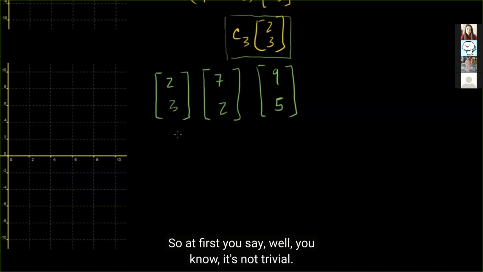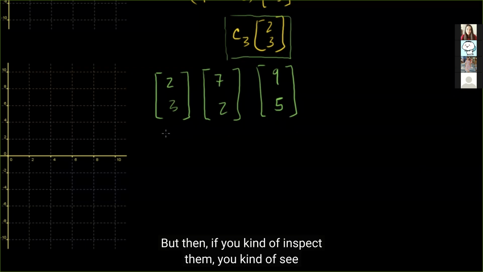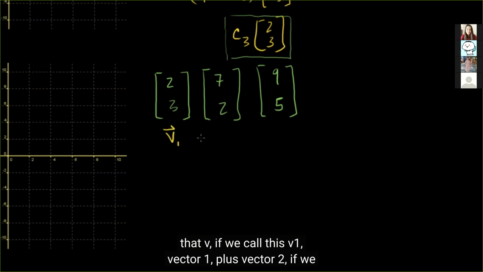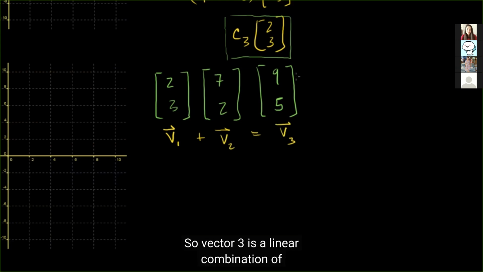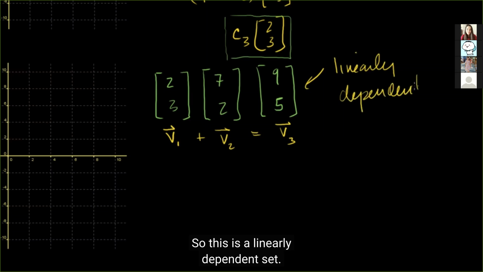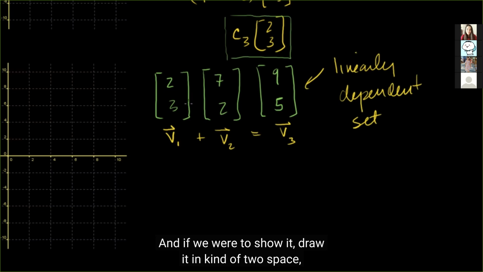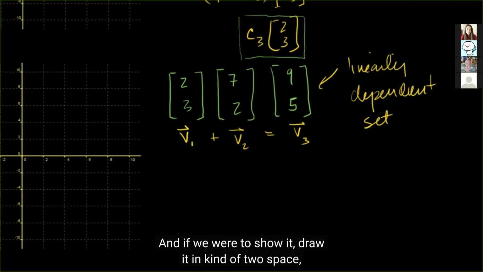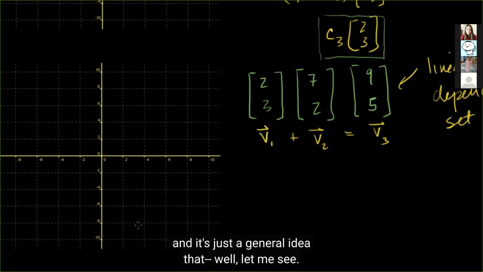So at first you say, well, it's not trivial. Let's see, this isn't a scalar multiple of that. That doesn't look like a scalar multiple of either of the other 2. Maybe they're linearly independent. But then if you inspect them, you see that if we call this V1, vector 1, plus vector 2, is equal to vector 3. So vector 3 is a linear combination of these other 2 vectors. So this is a linearly dependent set.